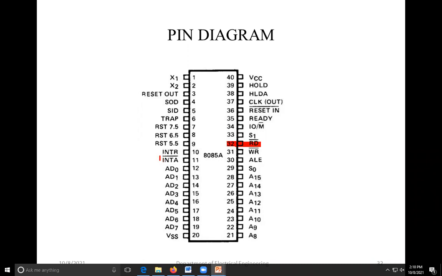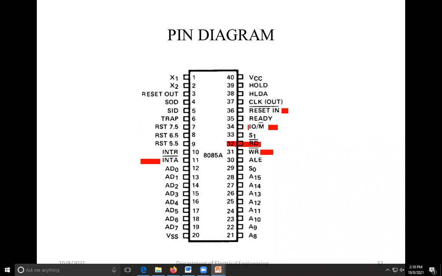So remember one thing: the pin which has the bar on its top, like this one, then reset in is also a bar. This bar means that to activate the pin you require 0 volt. You have to make it active low. This pin is called the active low pin.